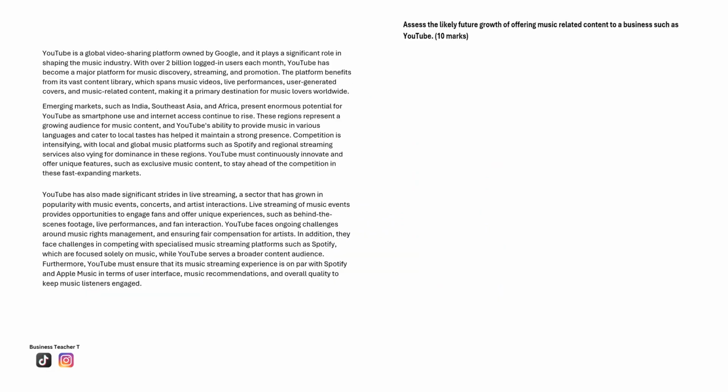Assess the likely future growth of offering music-related content to a business such as YouTube. 10 marks. YouTube is a global video sharing platform owned by Google, and it plays a significant role in shaping the music industry. With over 2 billion logged in users each month, YouTube has become a major platform for music discovery, streaming, and promotion. The platform benefits from its vast content library, which spans music videos, live performances, user-generated covers, and music-related content, making it a primary destination for music lovers worldwide.